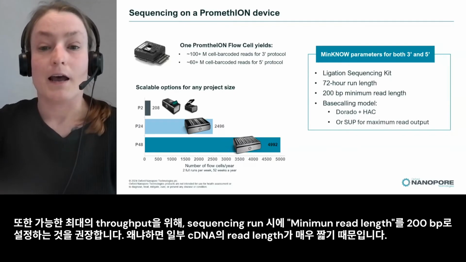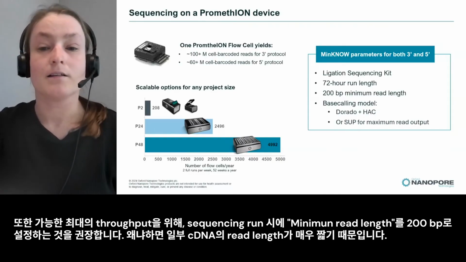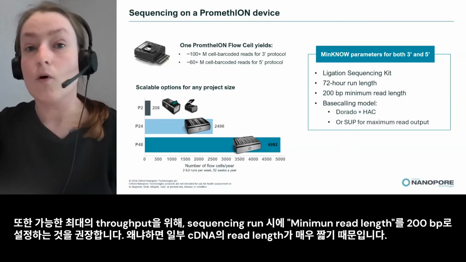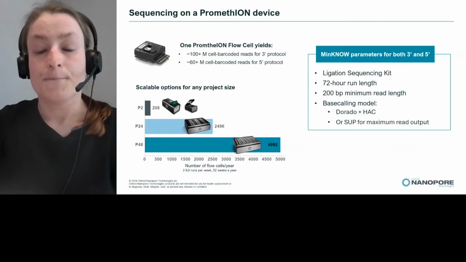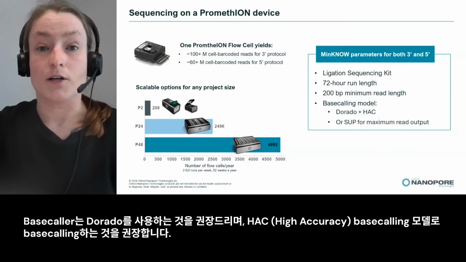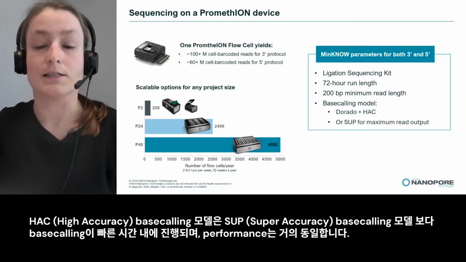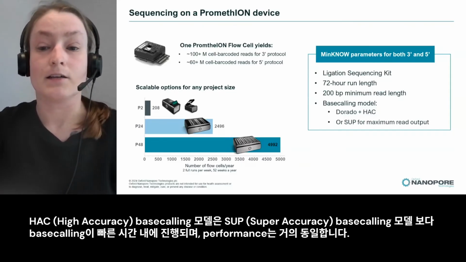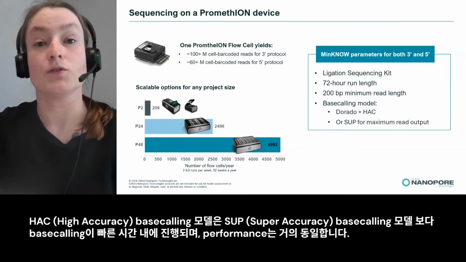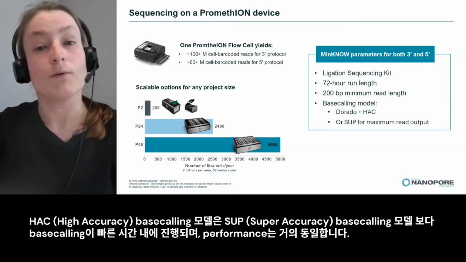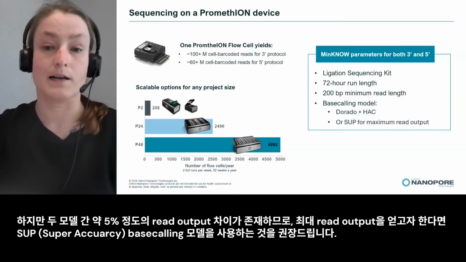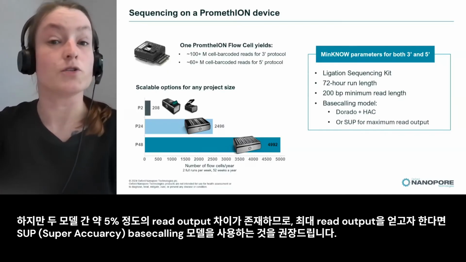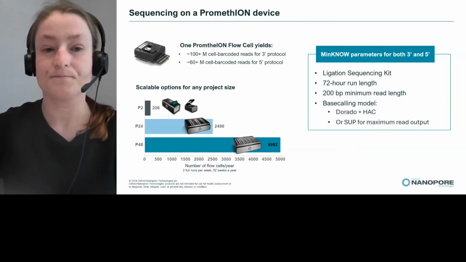We also recommend a 200 base pair minimum read length. This is just to cover all of the reads you can, because some of those cDNA lengths are quite short. And with regards to the model, we recommend Dorado, and we are now able to recommend HAC. So this is high accuracy base calling. It is a shorter time to generate those HAC sequences than it is to use SUP, but the performance is almost the same. But if you do really want a maximum read output, there's about a 5% difference between the two models. So you might want to run SUP if that's what you need.